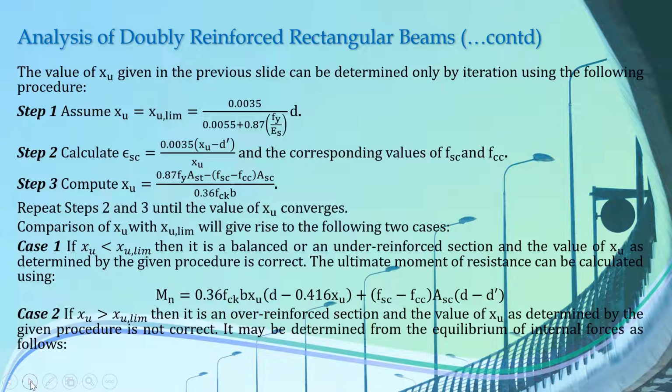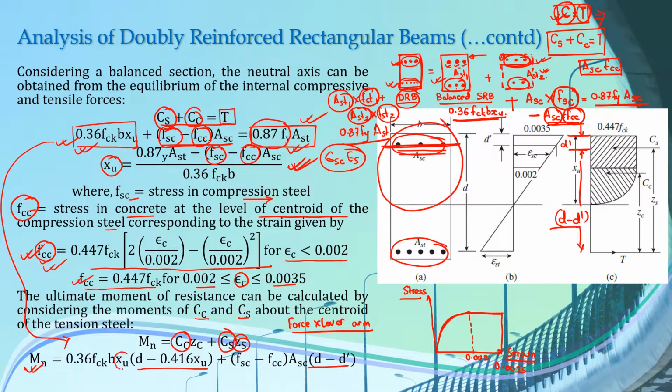Now let's see here, how do we determine the value of XU here? Although our XU is given by this formula here, how do we determine this XU here? We have already determined FSC and FCC. Now let us determine XU here.